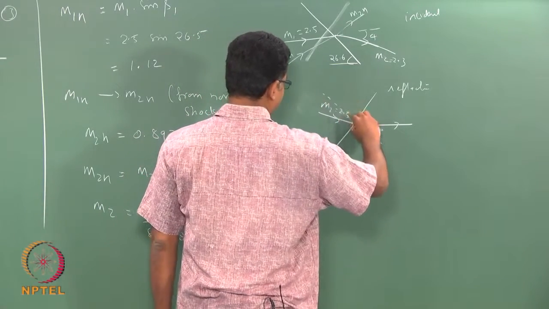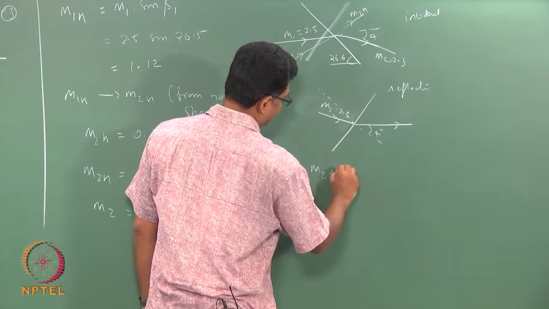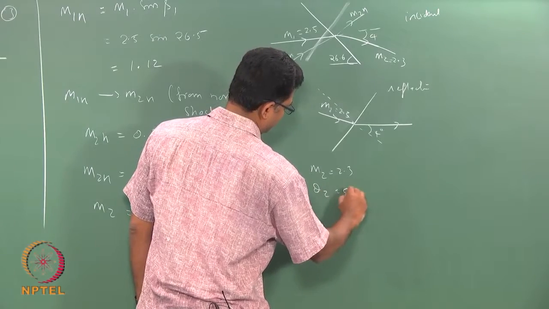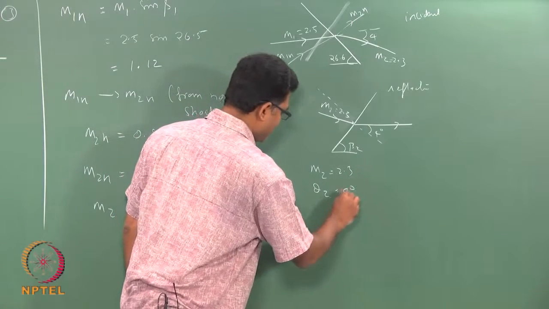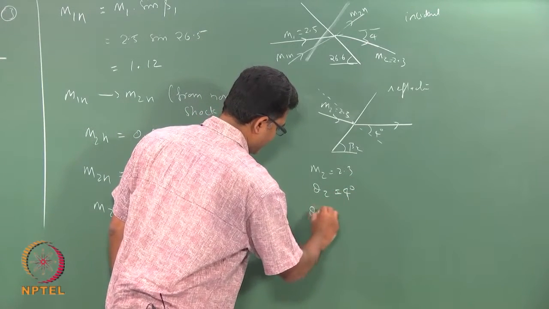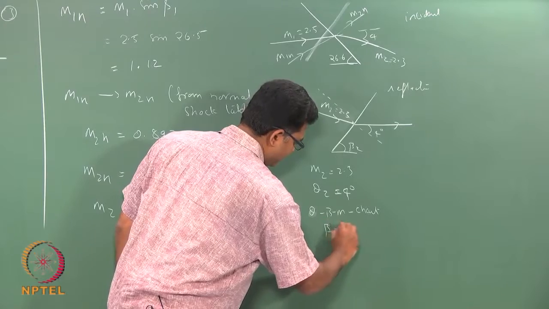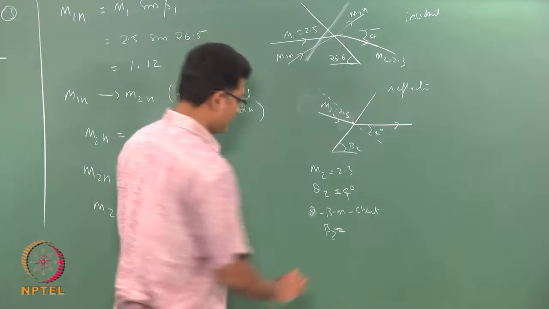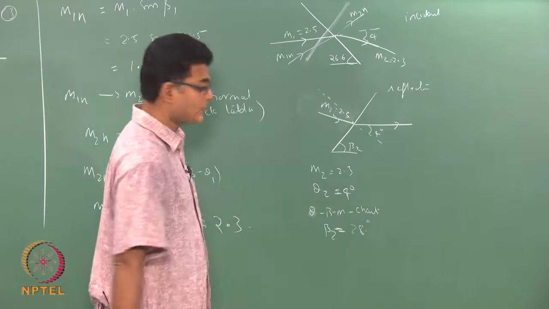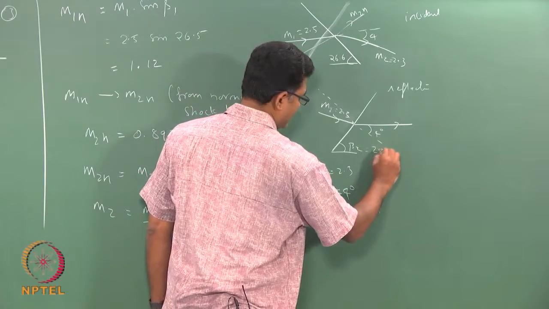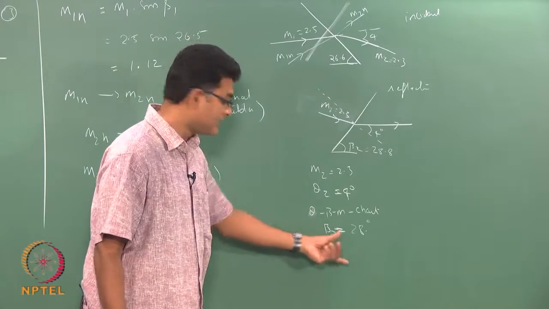So, if I want to find M3, M2 is 2.3, theta 2 is 4 degrees, I do not know this beta 2. So, how do I get beta 2? I look at the theta-beta-M chart to get beta 2, which is 28 degrees. Okay, so this angle is 28 degrees. I look for this M2 and this theta, and I get a beta value which is 28 degrees.